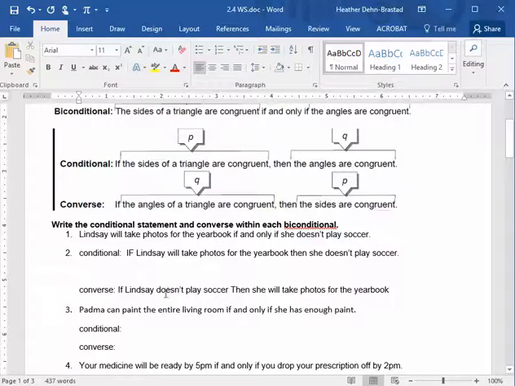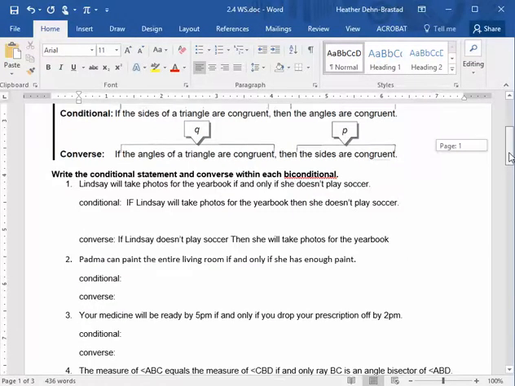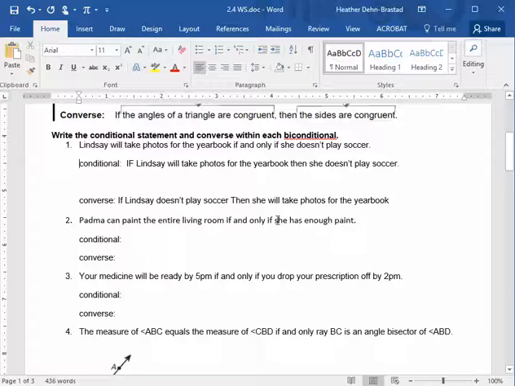So those are the two statements that you can write from the biconditional statement. Lindsay will take photos for the yearbook if and only if she doesn't play soccer. So that's what you do for numbers 1, 2, and 3. You will turn the biconditional statement in number 4 too into a conditional and a converse. All of them will start with if, and they will have a then in the middle. And then for the converse, you will just flip-flop the way you wrote your sentence the first time.